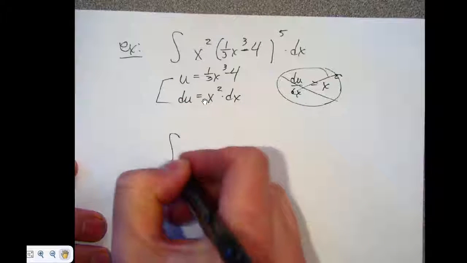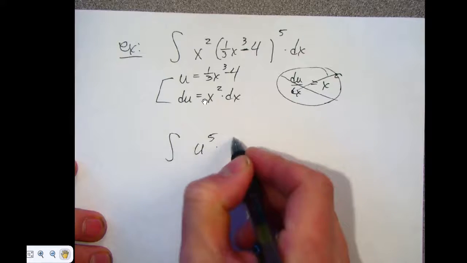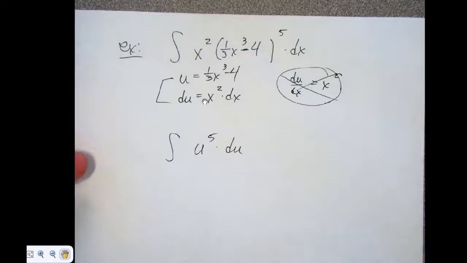Now let's rewrite it. So if I rewrite the integral, it would be u to the 5th times du. You guys see where I'm getting that from? So instead of x squared times dx, I put du. Instead of that, I put u, and then the 5th power is still there. See that? And now there's no chain rule. The point is, it makes the problem easier, but it's kind of a pain to make the problem easier, so you only really use it if you need to.